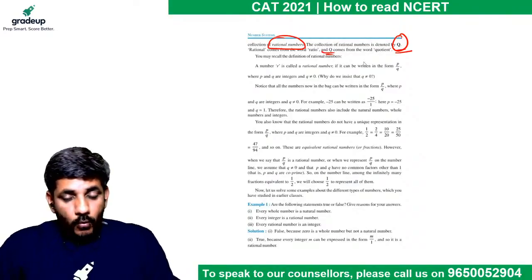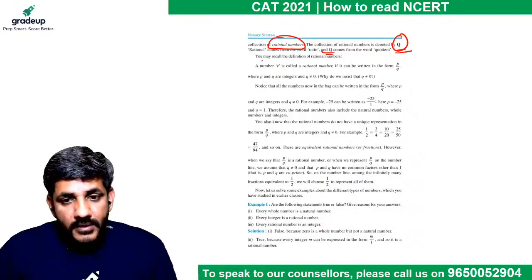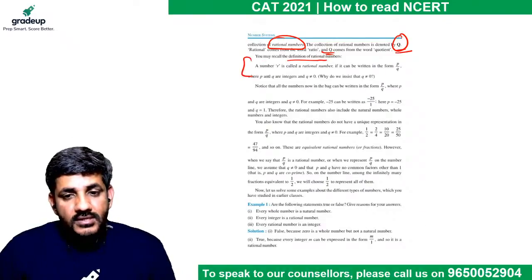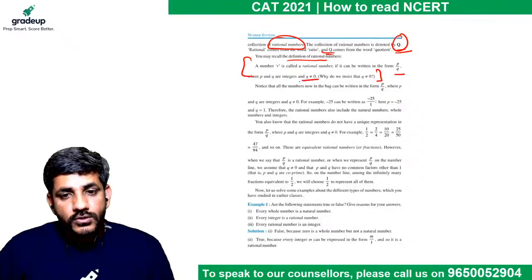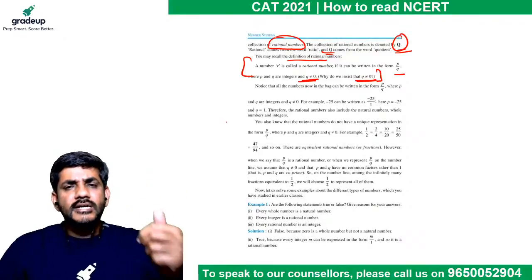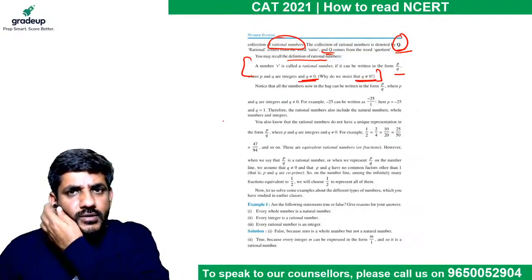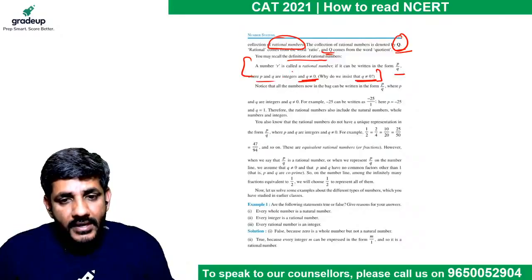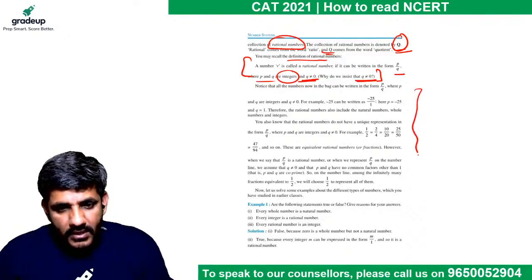Now, what next? Then he says, you may recall the definition of rational numbers. Now this is the definition: P by Q where Q is not equal to 0. Why do we insist Q is not equal to 0? You yourself figure it out. Search it on the internet or something. Do something, and you will find out why this happens. P and Q are integers. This is important.